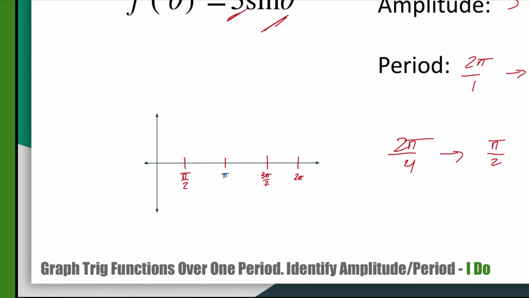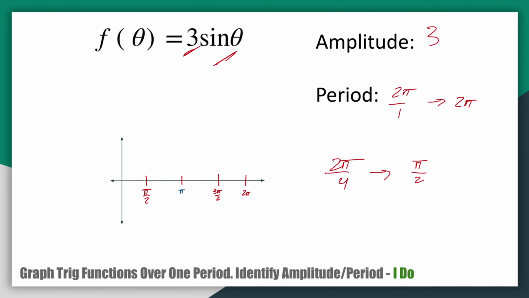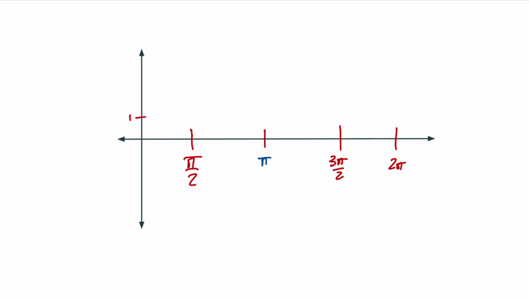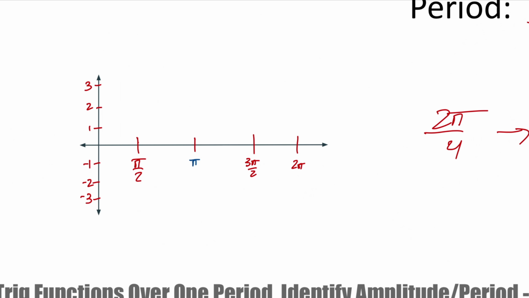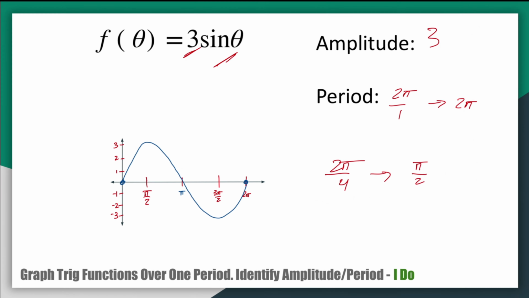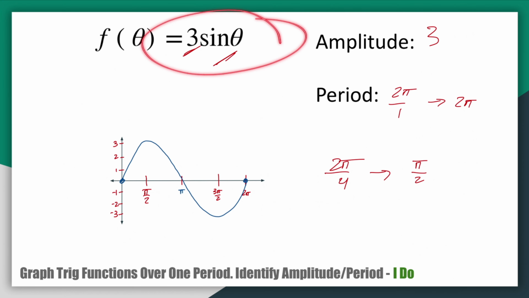Okay. Now to graph this, I'm going to put my amplitude onto the graph. So we have 1, 2, 3, -1, -2, -3. Okay. So we're going to start at 0. We're here. We're going to go up to our amplitude. We're going to cross back to our amplitude and make it all the way back. And that's it. We just graphed 3 sine of theta.